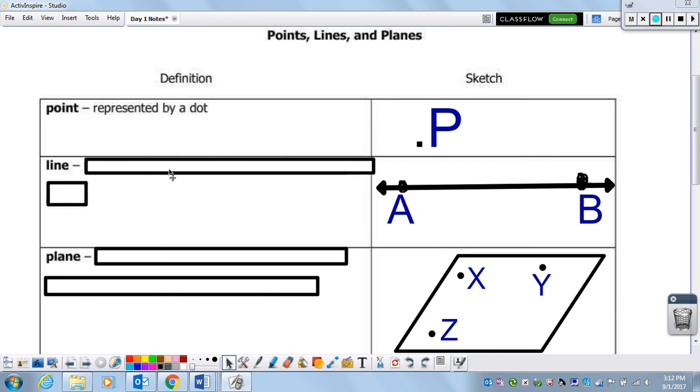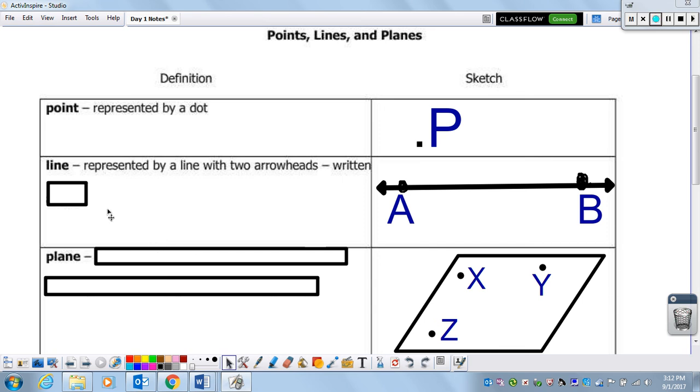A line is represented by a line with arrowheads on both sides. This one would be called line AB. You can see these 2 points are on the line, and we would write it as AB with a line with 2 arrows over it.